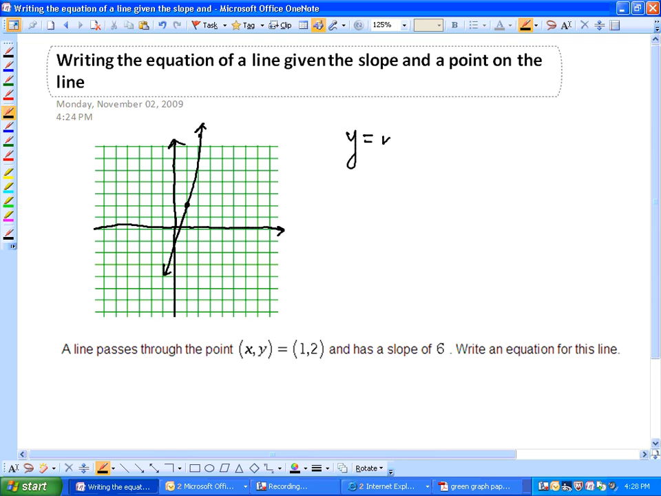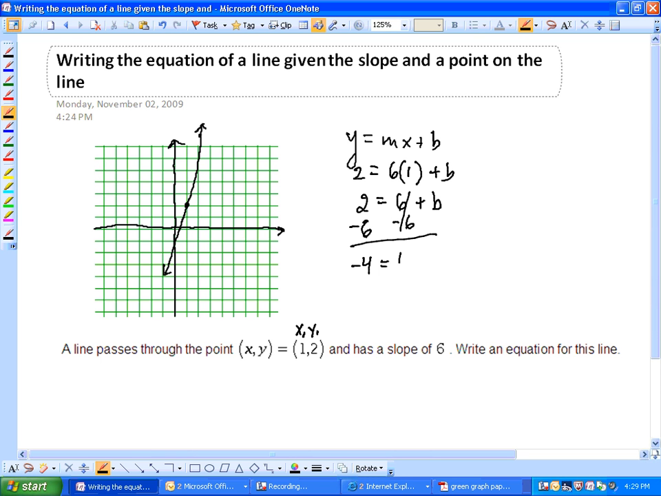So I'm going to go y equals mx plus b, and because I know the slope is 6, I can fill that in. And because in the equation I'm looking for, this x and this y will work along with this b to make the equation true, I can sub these in as if they're an x1 and a y1. So I'm going to plug in 1 here for x and 2 there for y, and then I will get 6 plus b equals 2, minus 6 minus 6, and that makes a negative 4 is b. So my equation is y equals 6x minus 4.